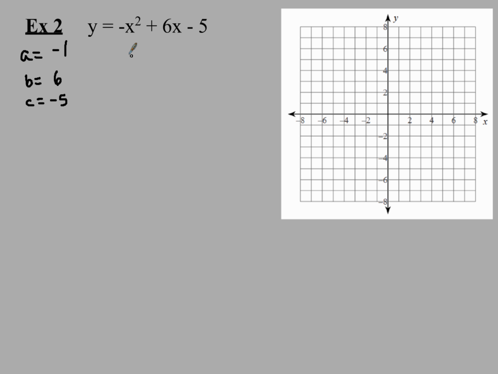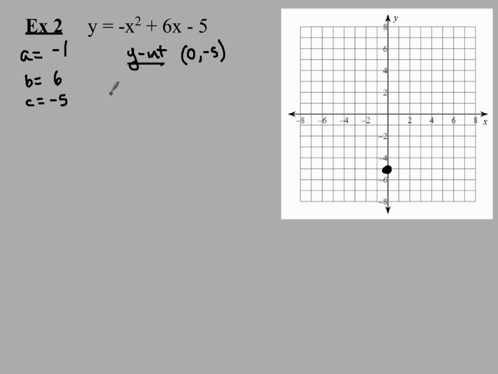Now remember, the c value is going to give you the y-intercept. That's going to be the very first thing we'll find, and that's going to have the coordinates 0, negative 5. So 0, negative 5, I'm going to go down here and put a dot right there. 0, negative 5.